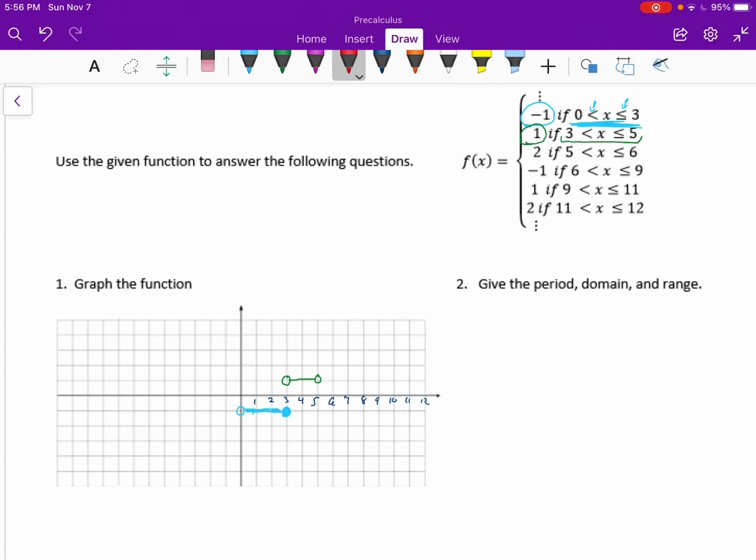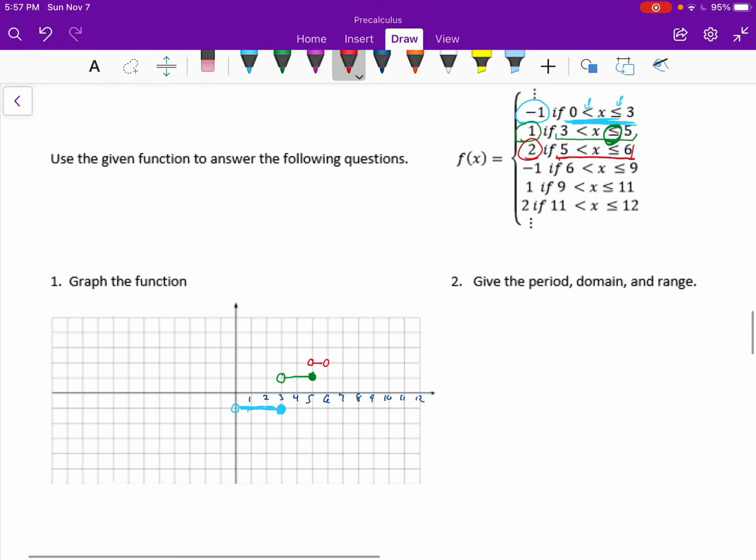Next, we have the graph is equal to 2 from 5 to 6. Actually, I jumped ahead a little too much because at 5, we want this to be a closed circle. Now we can go ahead and graph 2 from 5 to 6. So that's just a small segment from 5 to 6. We're going to be at 2. I'm going to put a circle at 2, at the 5 and 6. And looks like I leave it open at 5 and close the circle at 6.